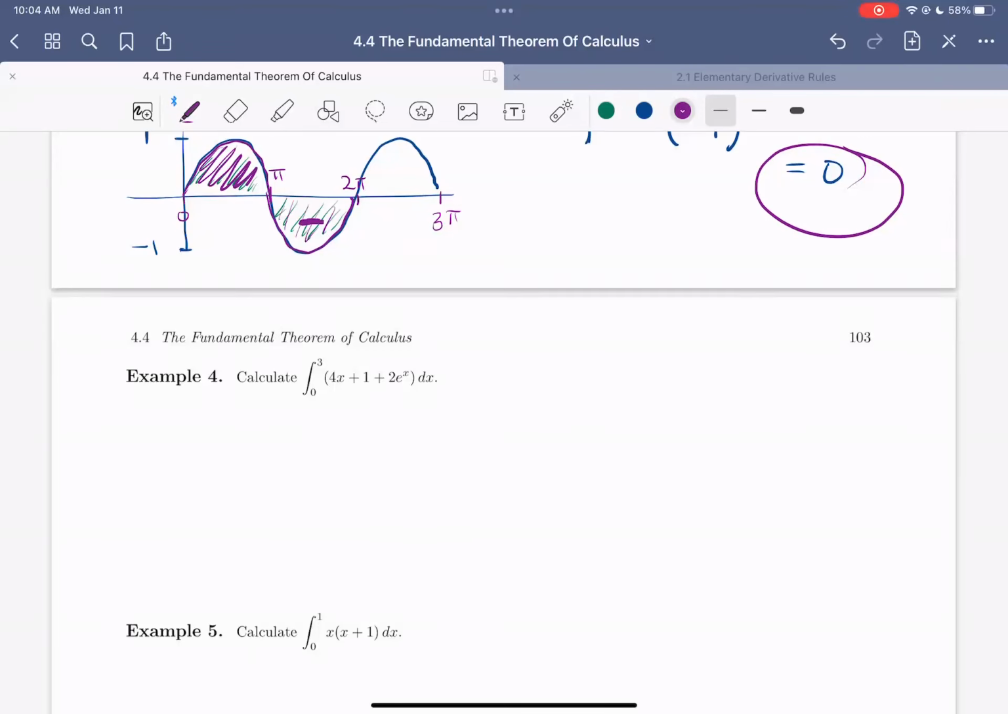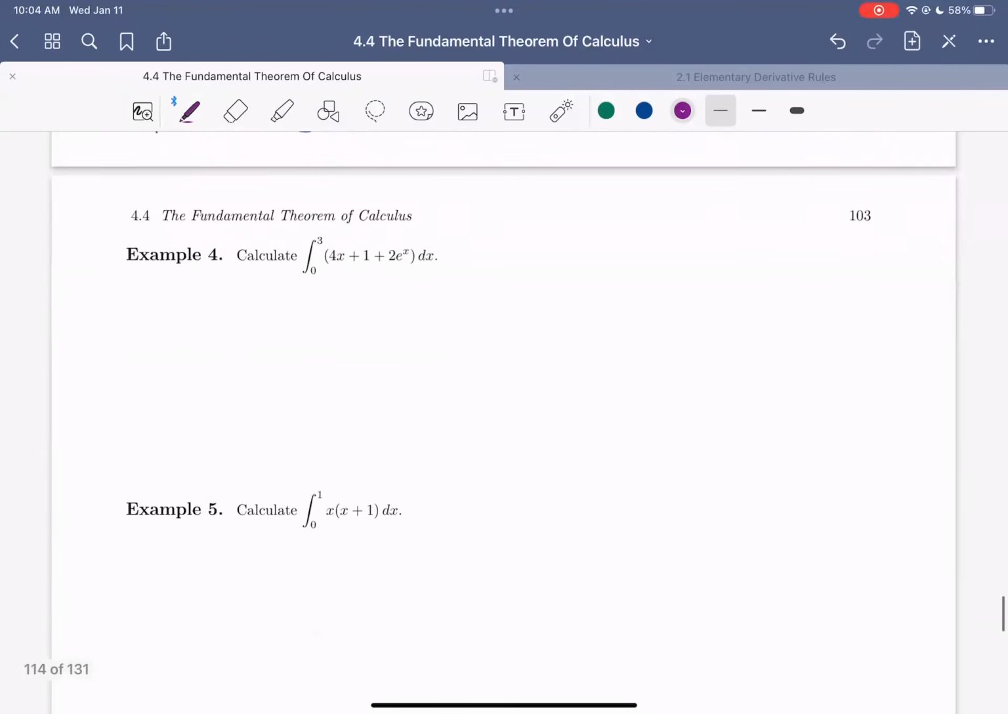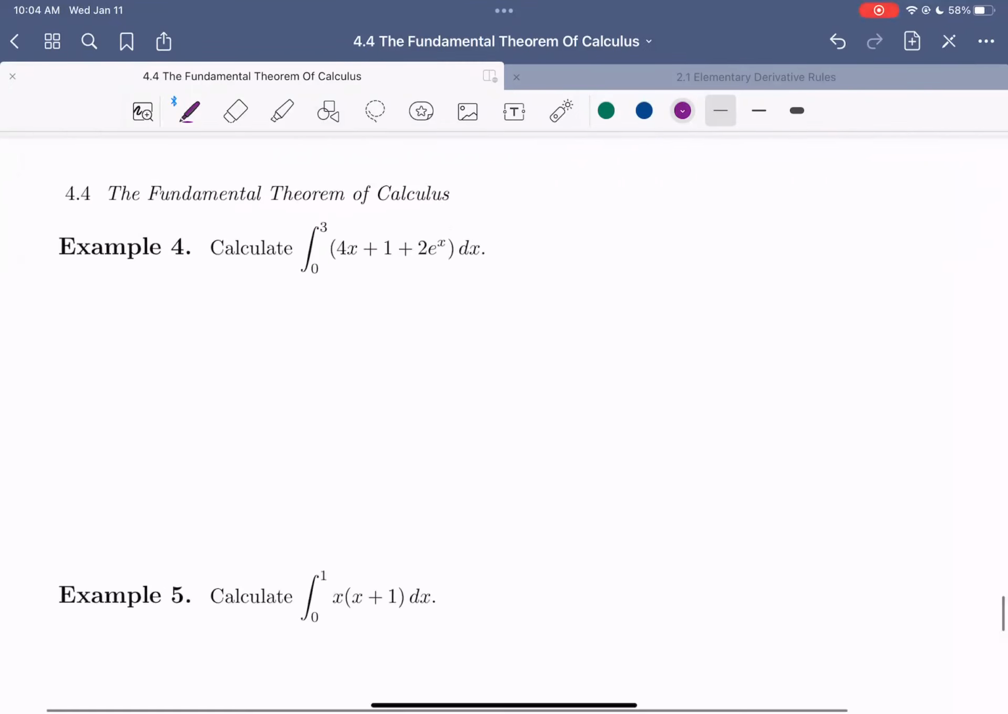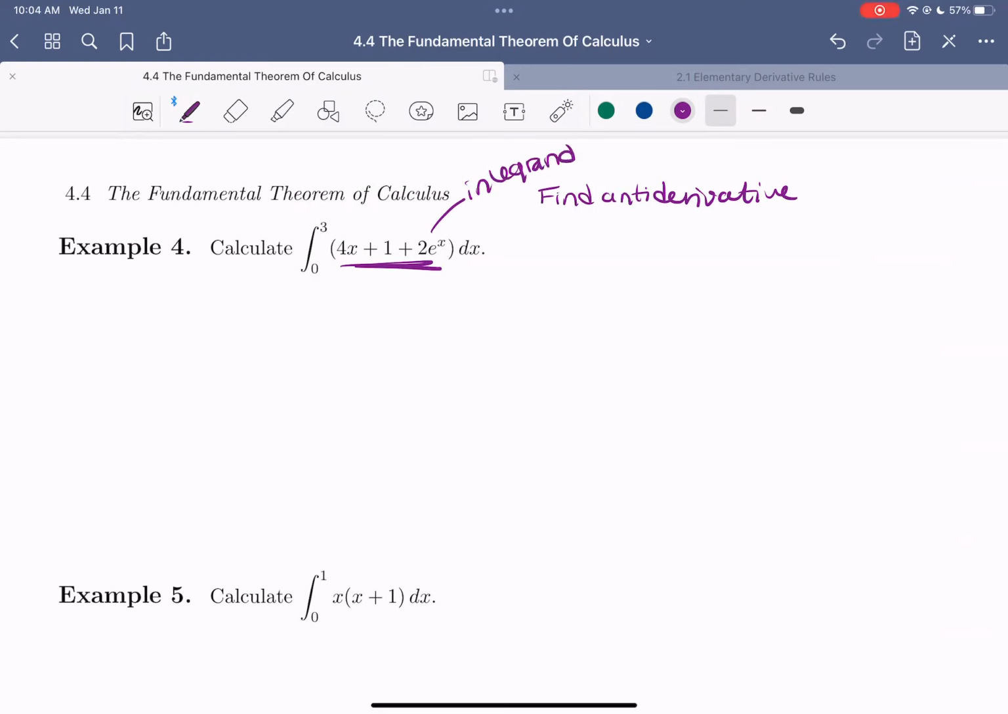All right, let's now take a look at example 4 in our notes on section 4.4. So now we're going to calculate the integral from 0 to 3 of 4x plus 1 plus 2 e to the x. In order to do this, we need to find an antiderivative for this integrand. We call this an integrand, the function inside the integral.